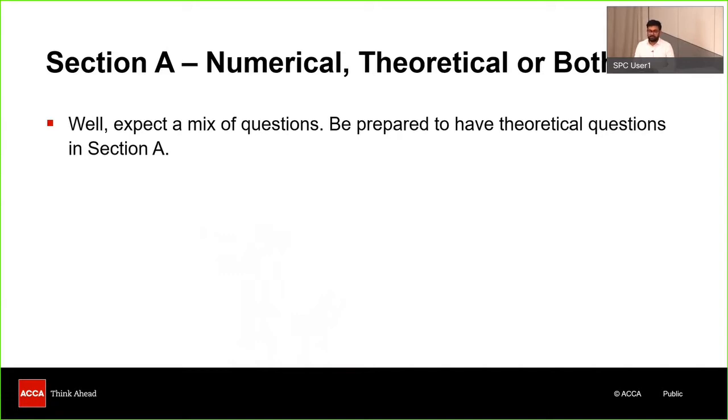It's an exam which is quite balanced when it comes to the proportion of numerical questions and theoretical questions. So expect that both styles of questions would be tested in Section A of the exam, and be prepared to have theoretical questions in this particular section and focus more on that.